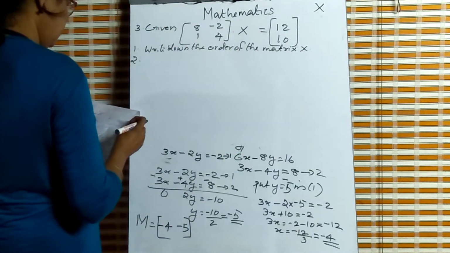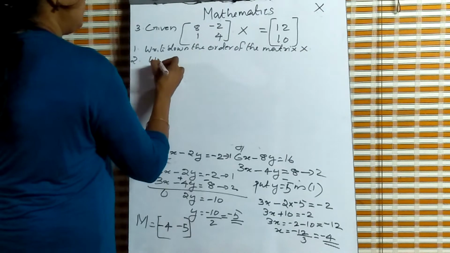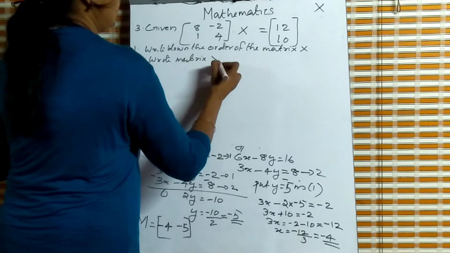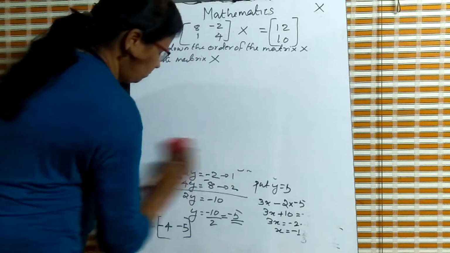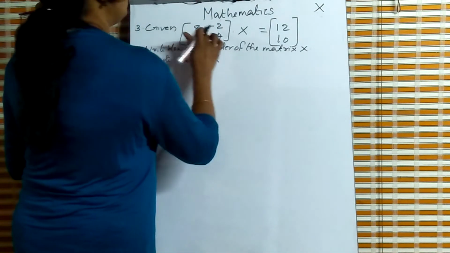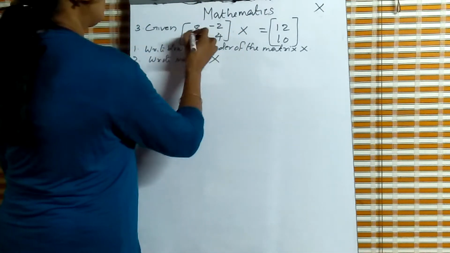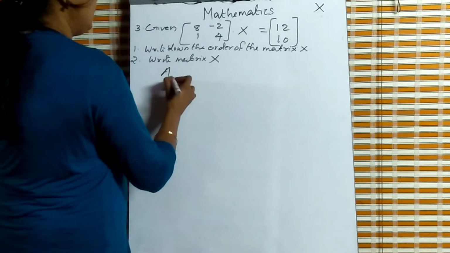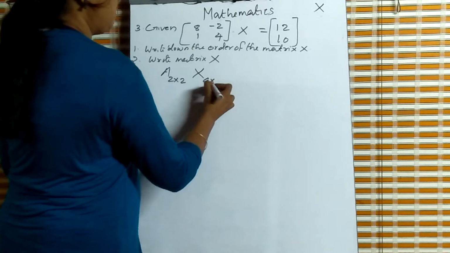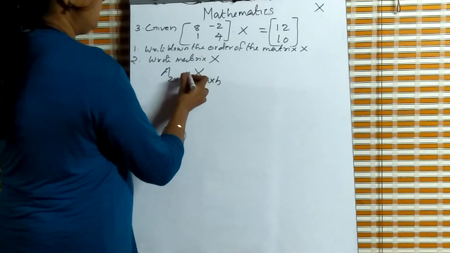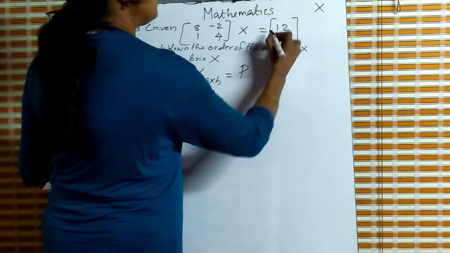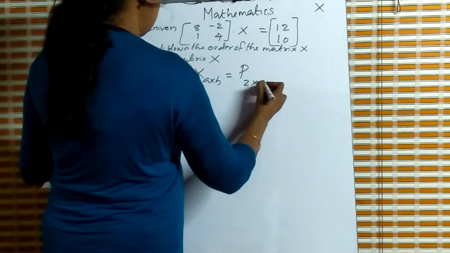Question 2. Write matrix X. First we have to find the order of the matrix X. Listen. Given 8 minus 2, 1 4. Suppose this one is a matrix A. This is a 2 by 2 matrix. And X is an A by B matrix. And what about the product matrix? The product is a 2 rows, 2 by 1 matrix.